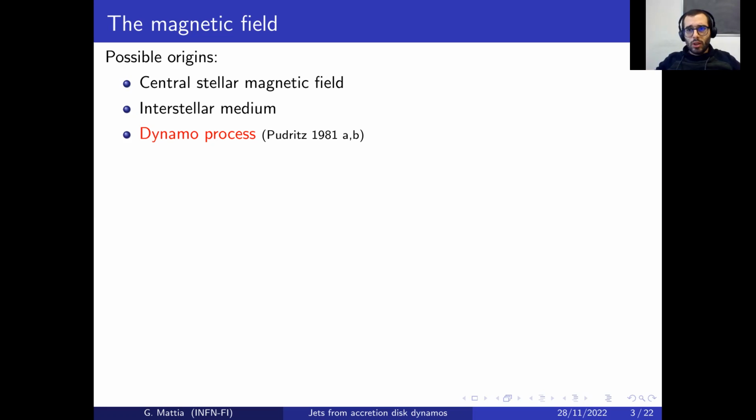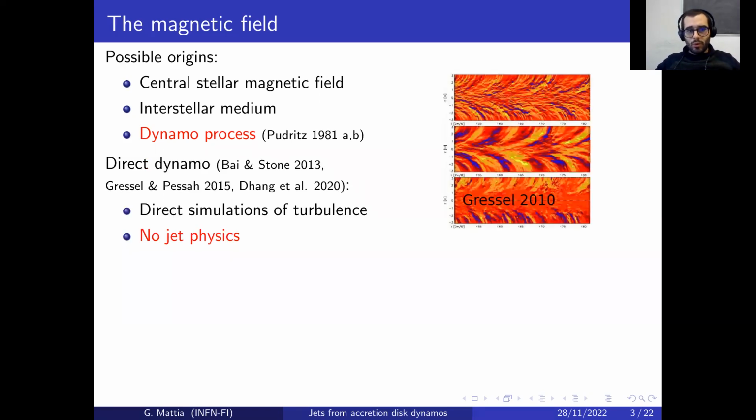But what I focused on is dynamo, because it seems a very general process that can occur in both protostellar disks and AGN disks. Investigating dynamo processes in accretion disks raises a question: do we want to simulate the origin of the dynamo, so the turbulence, in a consistent way, or do we want to focus on the large scale? One approach is to do what are called direct dynamo simulations. So the turbulence that generates the dynamo is simulated directly, but in this scenario, we cannot really go to the large scales of the jet.